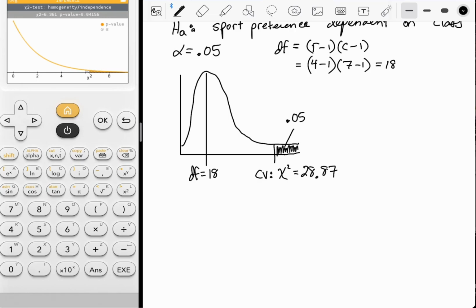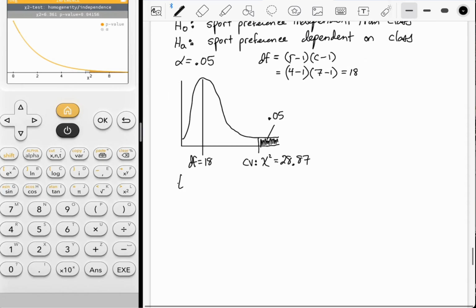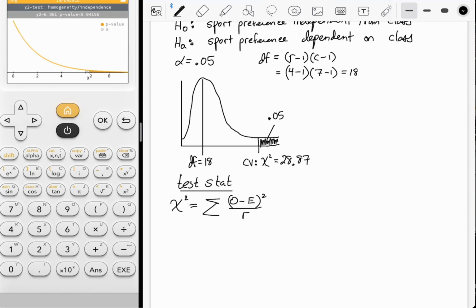All right, so now the test statistic. The test statistic chi-square is equal to the sum of the observed minus the expected, (O minus E) squared, divided by E. Now, we don't have any E. We have plenty of O, we don't have any E.